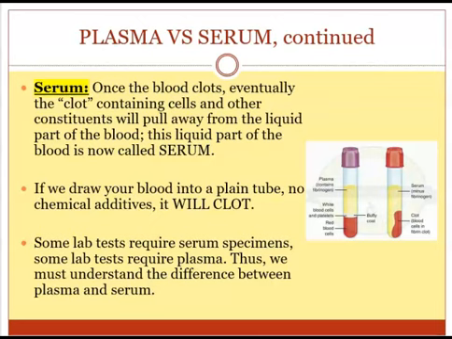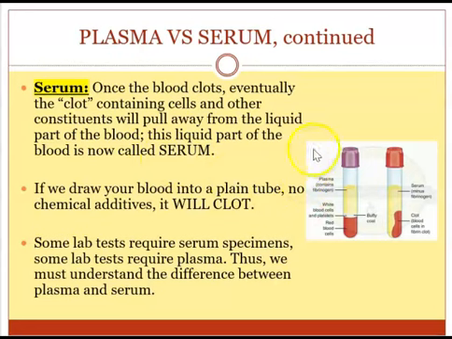So when we draw our blood into a plain tube with no additives, remember on the previous slide we had an additive in the tube that didn't allow the blood to clot. So you still have plasma, but in this situation we've got a plain tube, so it's naturally going to clot over time. And when it clots, the liquid part of the blood is now going to be referred to as serum.